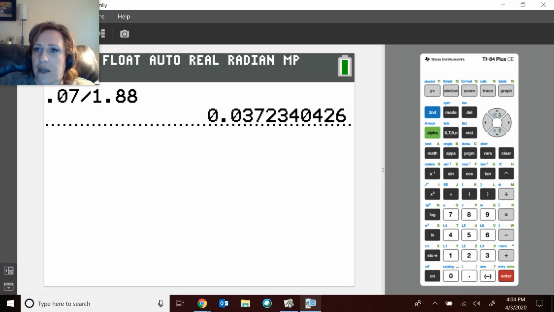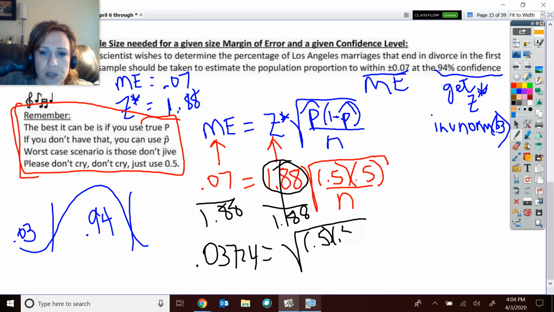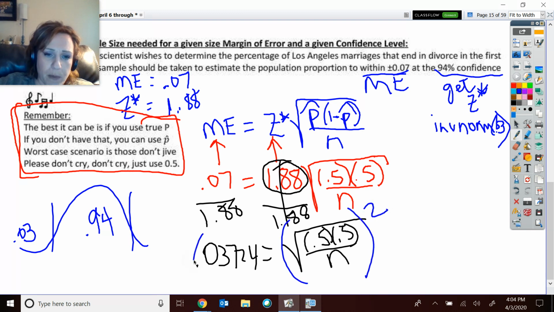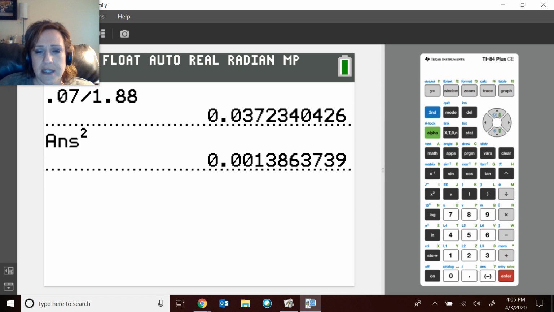Okay, now after I have done that and I've got that 0.037 number, whatever that is, then that's equaling this right here, this 0.5 times the square root of 0.5 over n. So now what would be next? How do I get rid of this square root? I'm going to square both sides. Over here on the left-hand side, I'm going to square that result, and see I'm keeping everything in the calculator so I can keep that accurate. There it is.